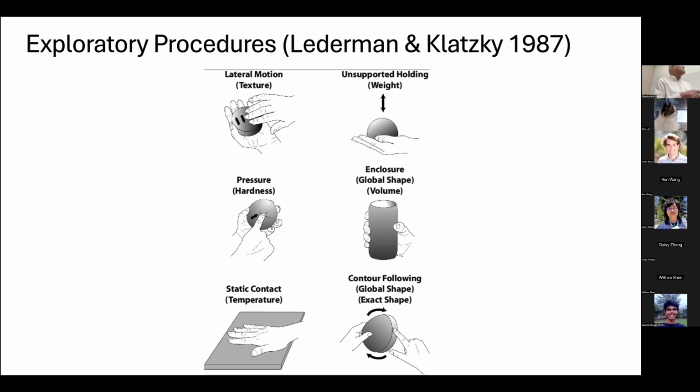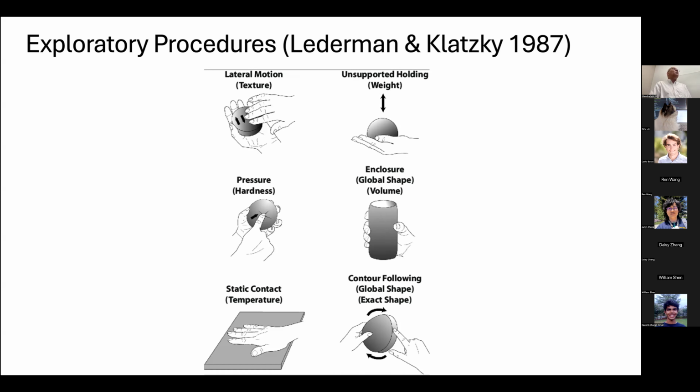And this is their list. So the first one is lateral motion, which is, if I ask you to judge the texture, is it rough paper or smooth paper? What you do is you just move your fingers on the surface. Okay, unsupported holding weight. I think we already talked about that, moving the hand up and down.